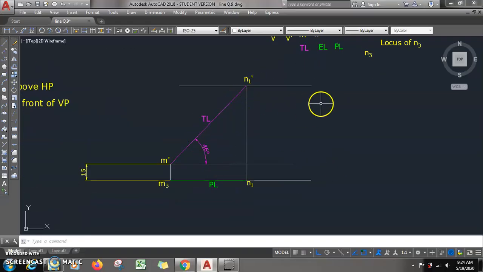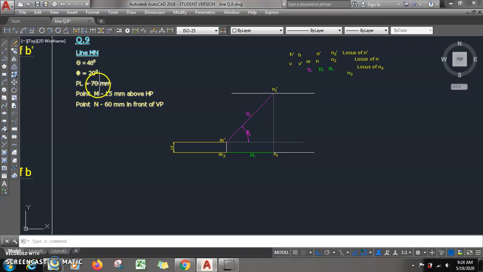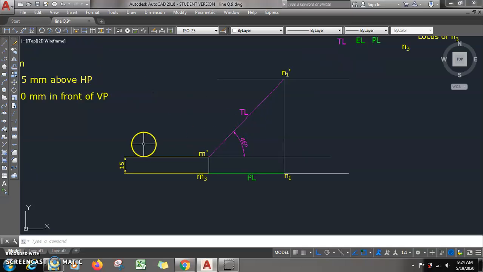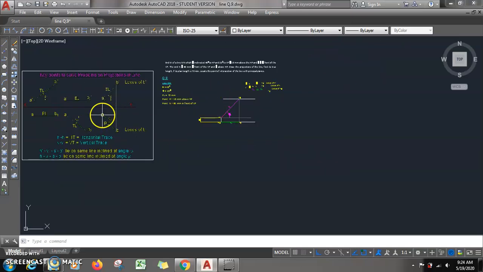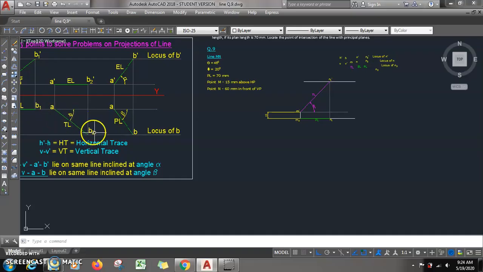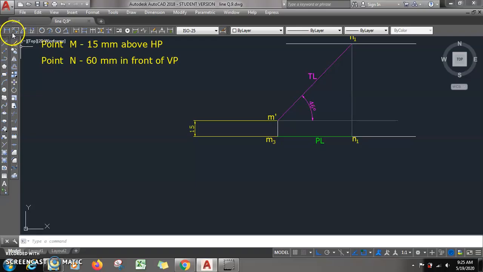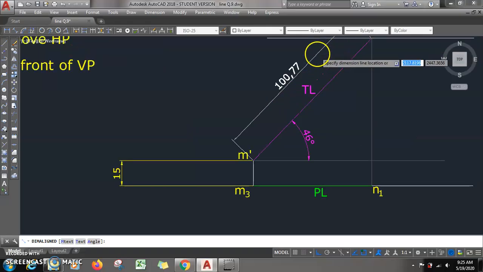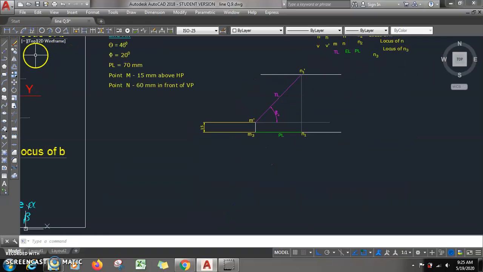Now we have utilized theta, the plan length and this point M. Phi is yet to be utilized. Now here I have got the true length. Phi is the angle of the true length in the top view. So I measure this true length from M dash to N dash, and it is 100.77. I will take a length from M3 of 100.77 at an angle of 20, which is minus 20 in our case because it is clockwise.